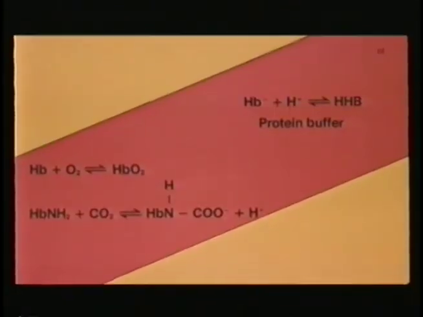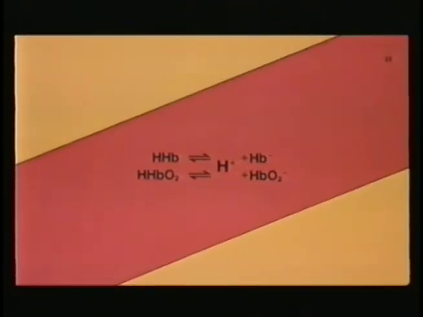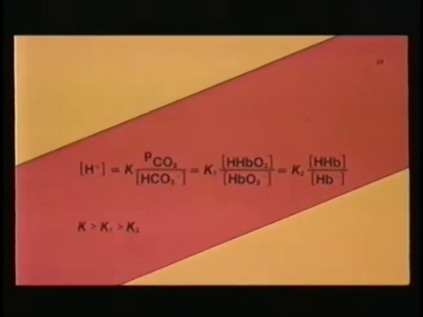Slide 22. In addition to its ability to combine reversibly with oxygen or carbon dioxide, hemoglobin is the major protein buffer in the blood. Slide 23. Both hemoglobin and oxyhemoglobin are weak acids, which can dissociate to form hydrogen ions and a conjugate base. Slide 24. In accordance with the isohydric principle, these protein buffers interact with the bicarbonate buffer system and enhance its effectiveness.